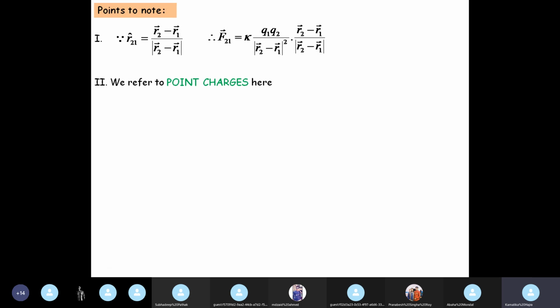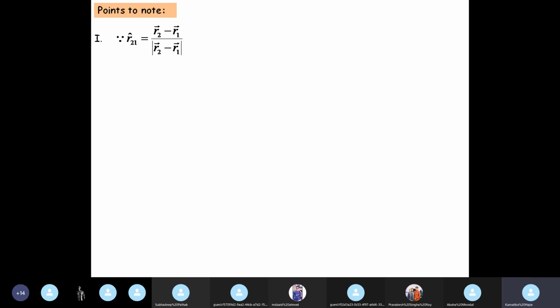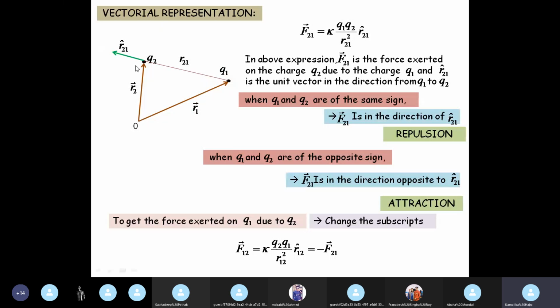Second point, just keep in mind that we are referring to point charges here. What do point charges mean? It means that the charges are extremely localized and therefore considered dimensionless compared to the distance between them. I'll just go back to the previous slide once more. So these are point charges, meaning that we don't need to bother about their length or breadth or radius, etc.